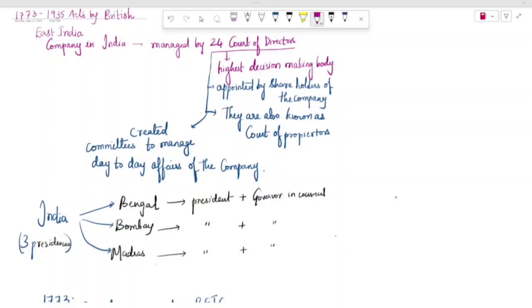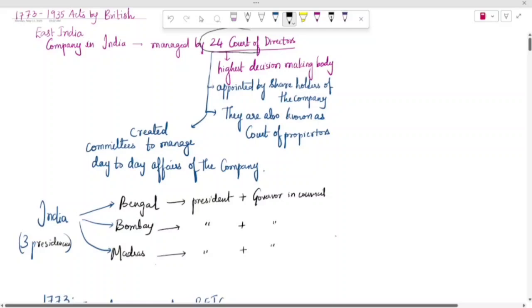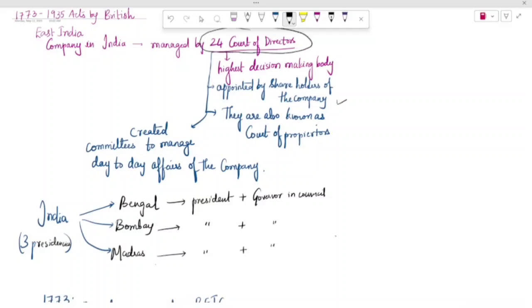When we see British administration, the British came to India as the East India Company. It was managed by 24 court of directors. These 24 court of directors are appointed by shareholders of the company who are in London. They are the highest decision making body when it comes to East India Company administration in India, and they are also known as court of proprietors. They created some committees to manage day-to-day affairs of the company in India.